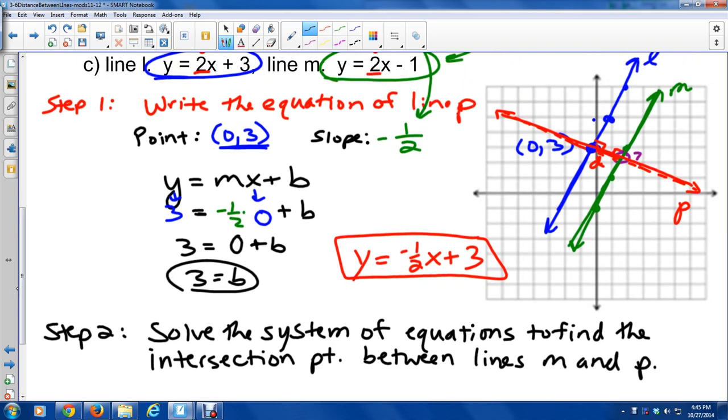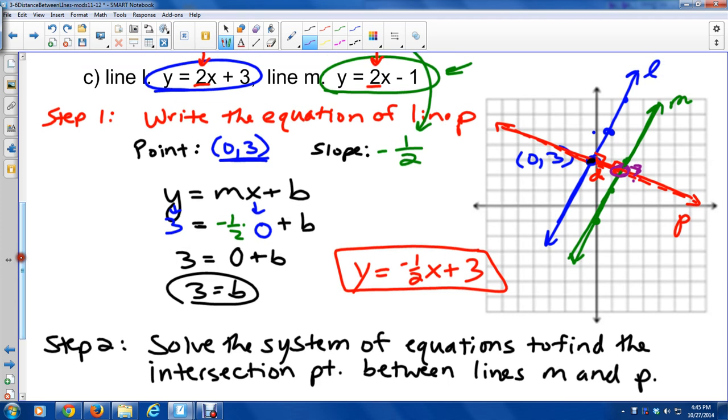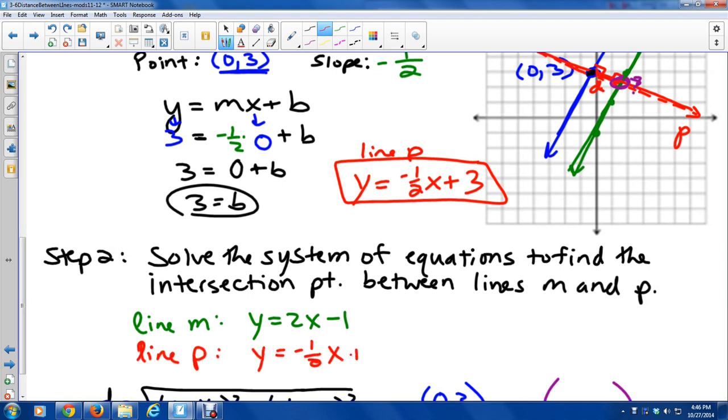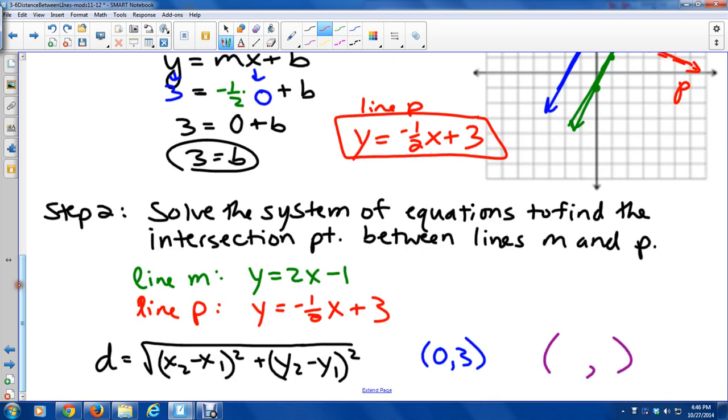Line L and line P, we know the intersection point is right here at 0, 3. So there's no need to find that one. I'm trying to find this other point that I had a question mark for right here. That's what I'm trying to find. Okay, so I'm going to grab my two equations. Line M is one of them. I'm coming up here, y equals 2x minus 1. And then line P is what I just found in step 1. It has an equation of y equals negative 1/2 x plus 3, assuming my work was right in step 1.